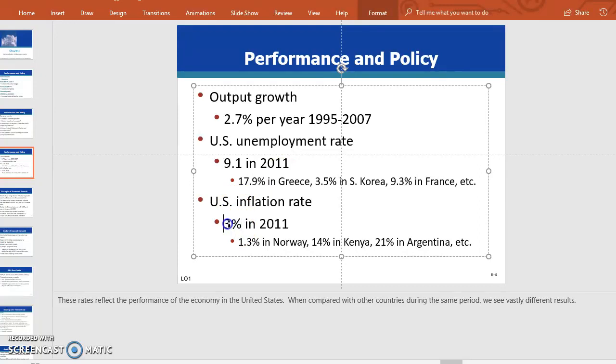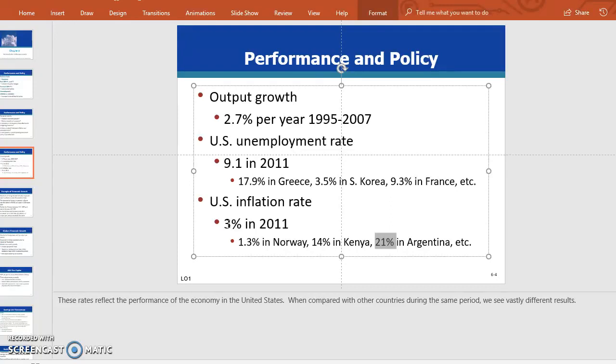About the inflation rate, it was not a problem during this time. It was just 3% in 2011, and in Norway it was 1.3%, in Kenya it was 14%, and in Argentina it was 21%. So we can easily compare and see that the US economy did well in case of inflation, but it had a problem with unemployment during this time.